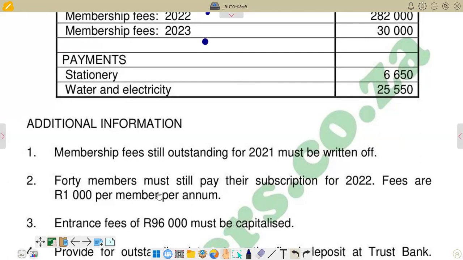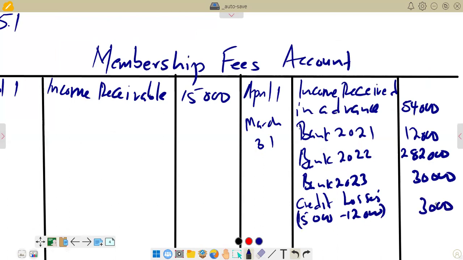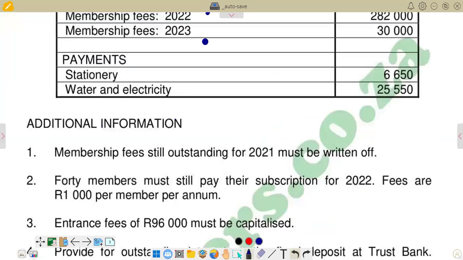So we go there, and as such we are saying we have got our credit losses on the credit side. We got it by saying 15,000 minus 12,000, and the answer that we got there was 3,000. So this is what we have. You can just go there and see again any other transaction that is affecting our membership fees account.